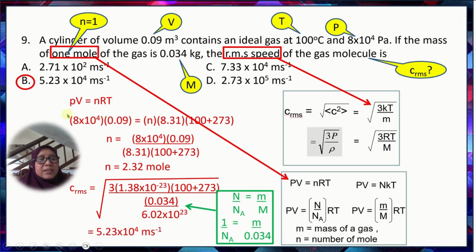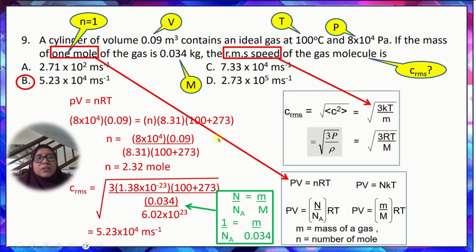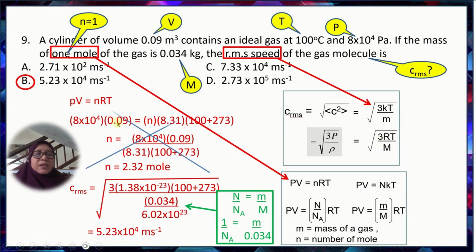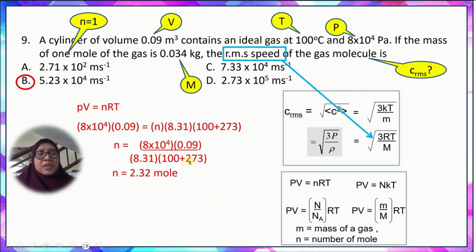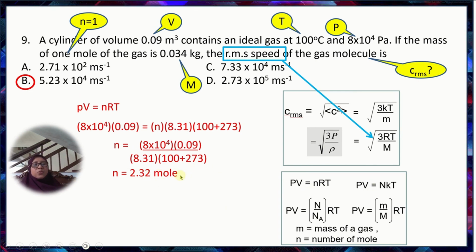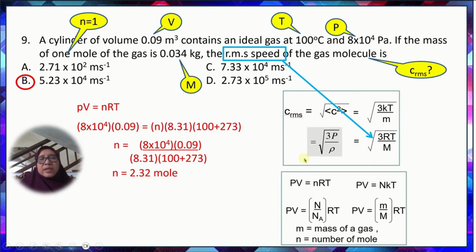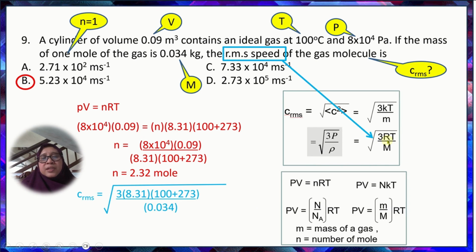So we get this answer. But actually we can use this equation straight away, 3RT over molar mass. Also we get answer B. This one there's no need to use, just to show you that n is 2.32 mole, so not 1 mole, the number of moles of the gas. So we can use this straight away actually.